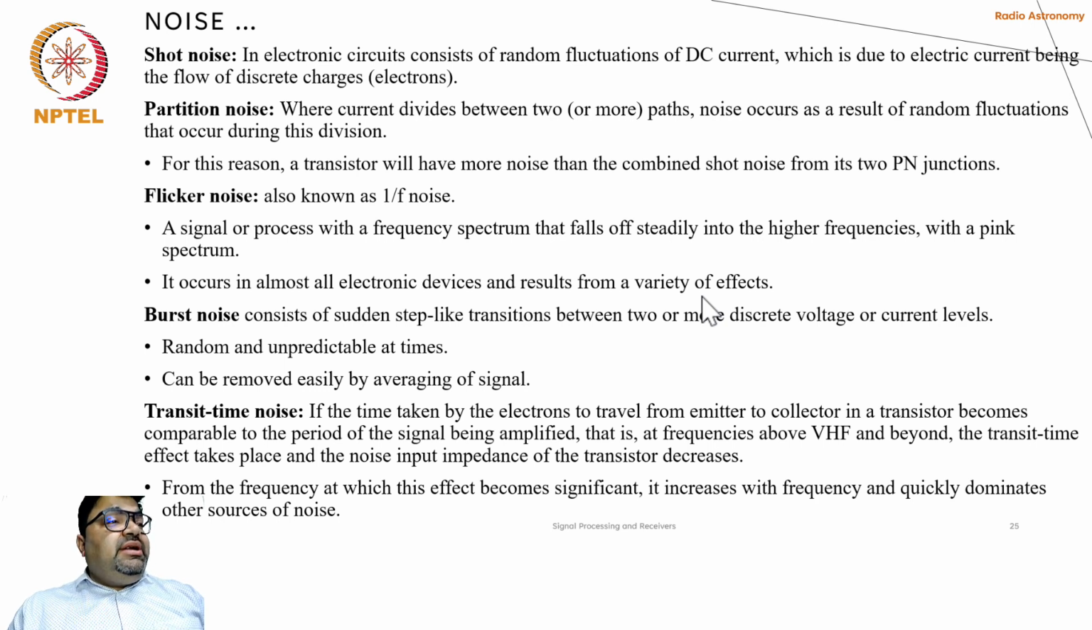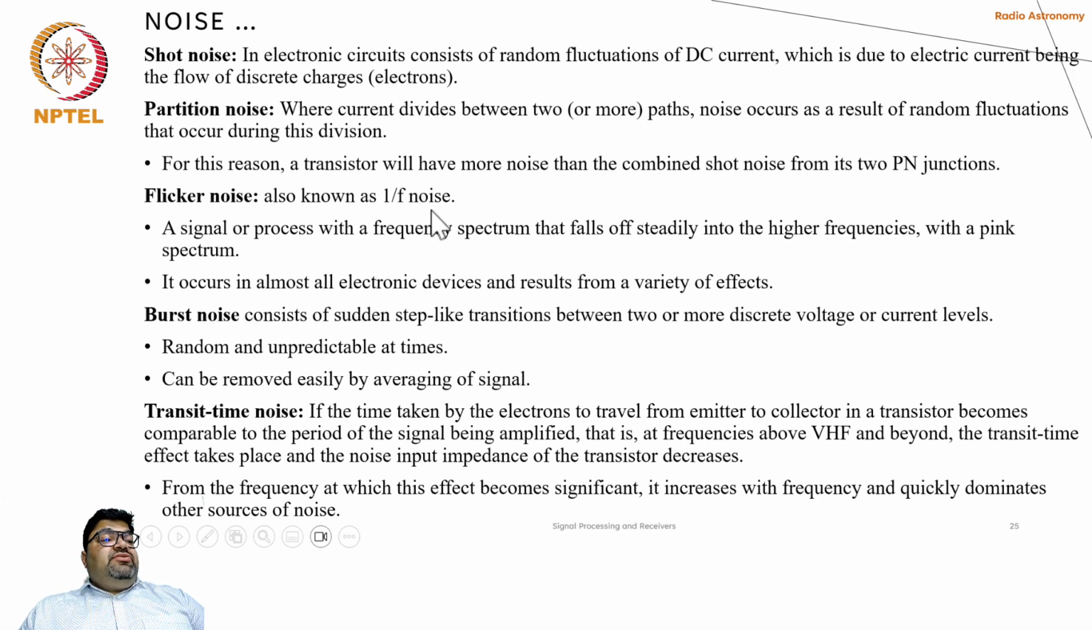Shot noise in electronic circuits consists of random fluctuations of DC current, which is due to electric current being the flow of discrete charges or electrons. Partition noise occurs where current divides between two or more paths. Noise occurs as a result of random fluctuations during this division. For this reason, a transistor will have more noise than the combined shot noise from its two PN junctions.